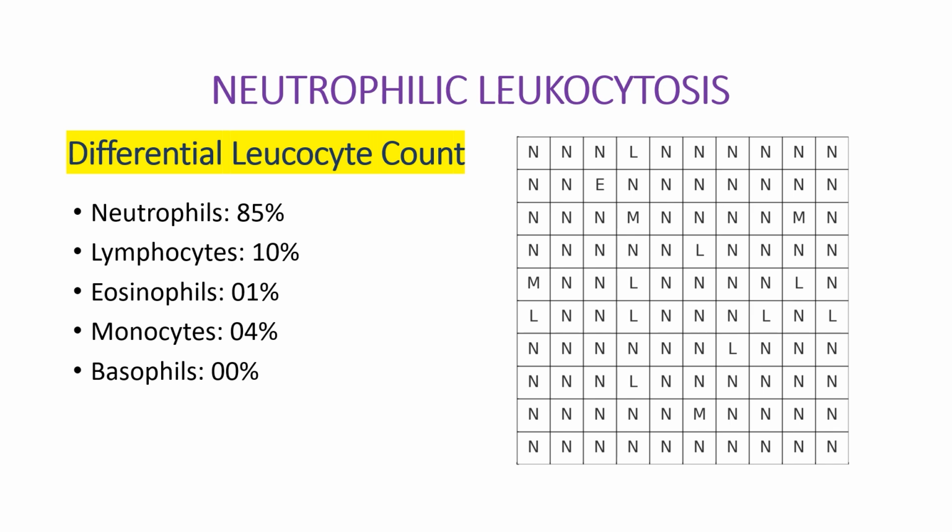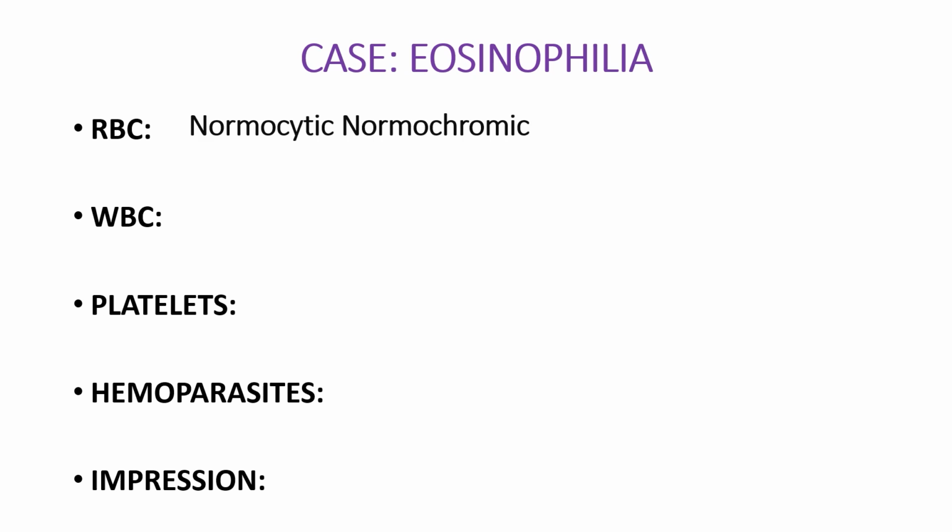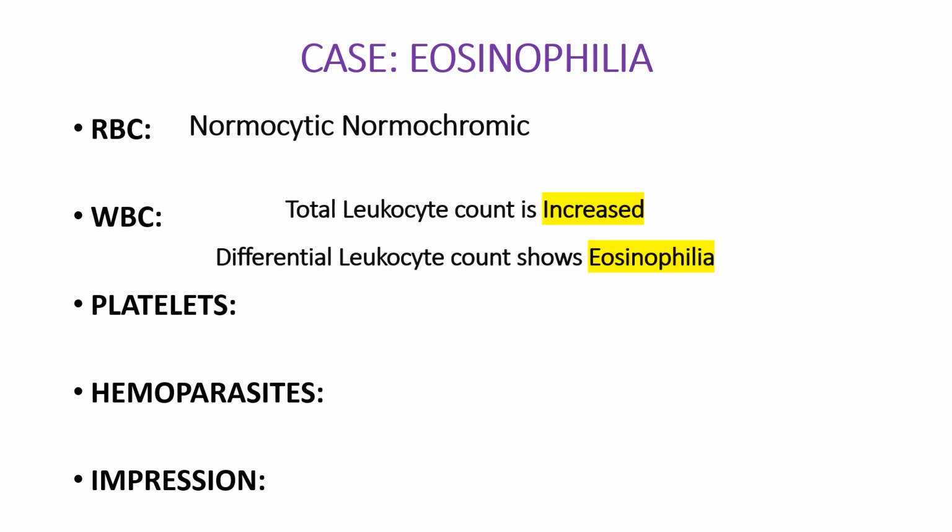So lastly, we'll talk about the case of eosinophilia. Once again, we write about RBC, WBC, platelets, hemoparasites, and impression. RBC here, again, is normocytic, normochromic. Now the case that you have, I just got an opportunity to see one of the cases today, which is eosinophilia, and it is a very beautiful slide wherein the total count is increased and the differential count shows very marked eosinophilia. Technically this case should be eosinophilic leukocytosis because there is so much leukocytosis and a lot of eosinophilia, but it's okay if you just write eosinophilia. Once we finish WBC pathology, everything else is normal. So platelets are adequate and hemoparasites are nil. So the impression is eosinophilia.